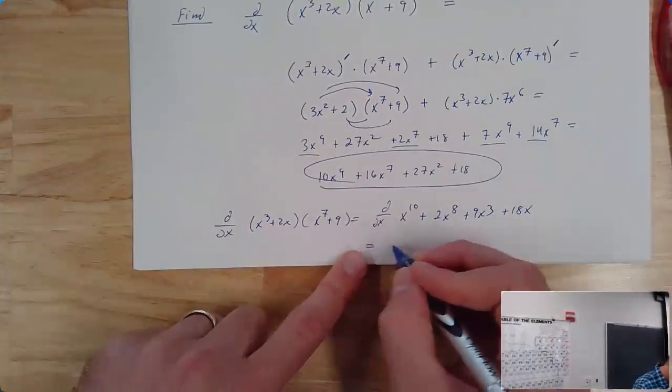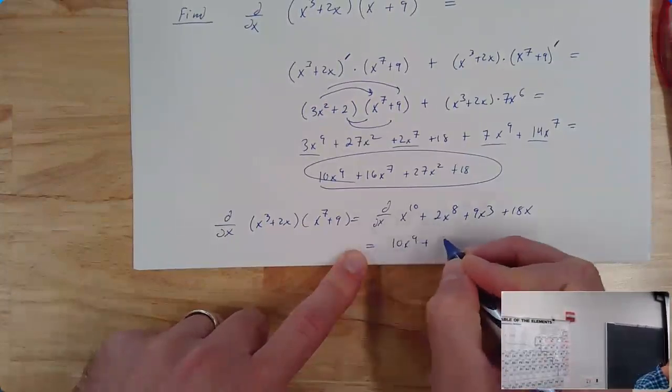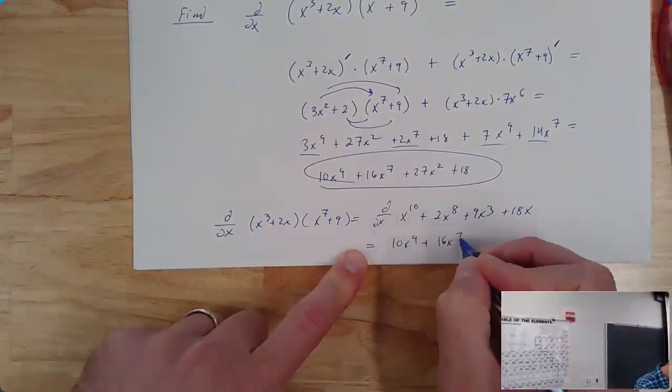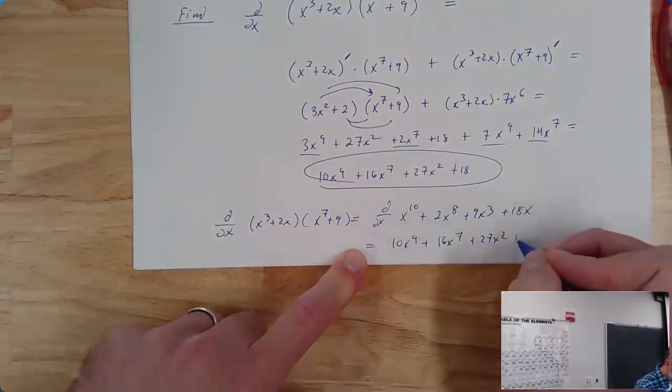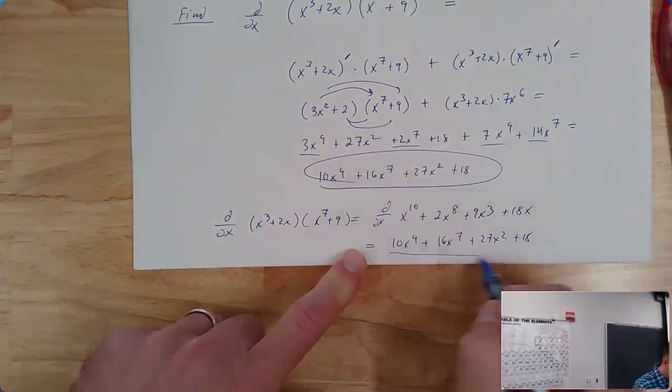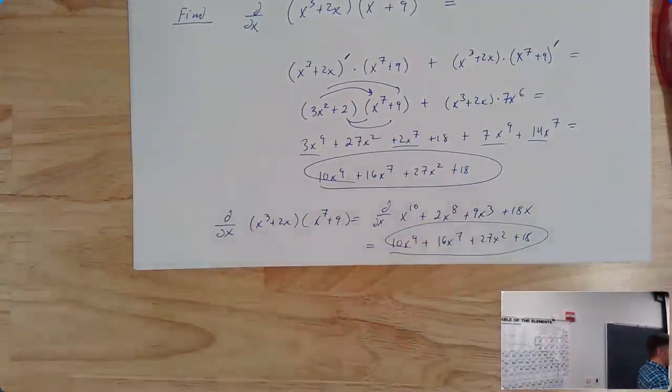Because we're going to get 10x to the 9th plus 8 times 2 is 16x to the 7th plus 9 times 3 is 27x squared plus the derivative of 18x is 18. Same exact answer. So the product rule really does work. It does what we think it's supposed to do.